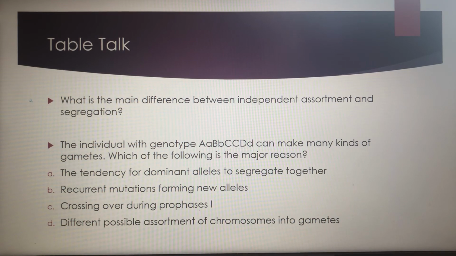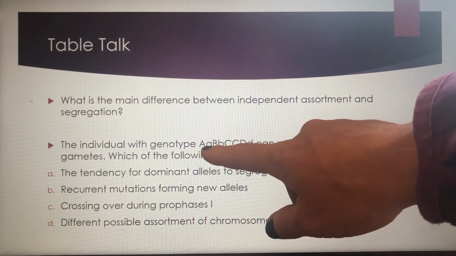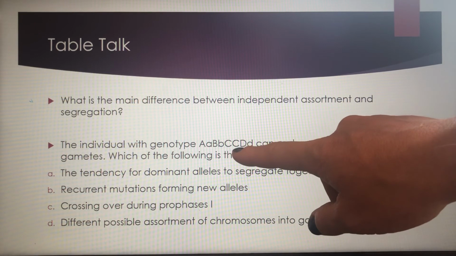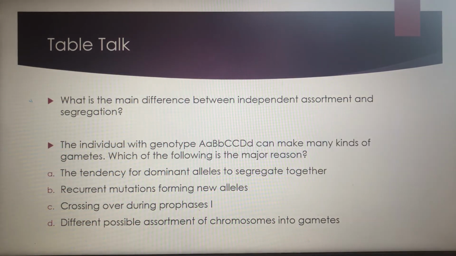The individual with a genotype big A, little a, big B, little b, big C, big C, big D, little d can make many kinds of gametes. Which of the following is the major reason? Well, let's look at these answers. The tendency for dominant alleles to segregate together, hopefully that doesn't even tempt you. Recurrent mutations forming new alleles. Well, that's true, but it doesn't necessarily always happen. It's not the major reason.